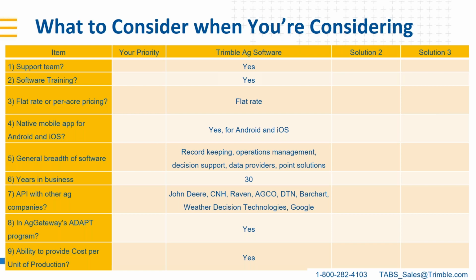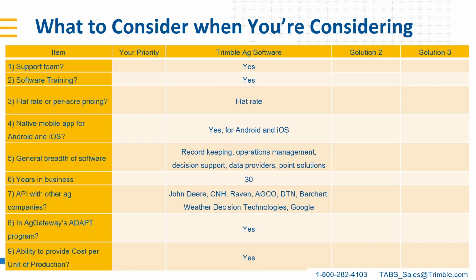API, so that's shorthand for basically a data standardization agreement. So that way when data comes in from somewhere else, it goes into the right places in our software. So does it have APIs with other ag companies? We do. John Deere, CNH, Raven, Hecco, DTN for daily commodity prices, and then Barchart for futures. We use Weather Decision Technologies for our weather, and we use Google for maps and other things.